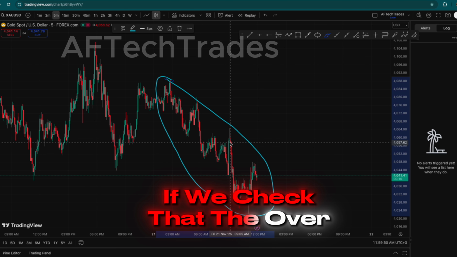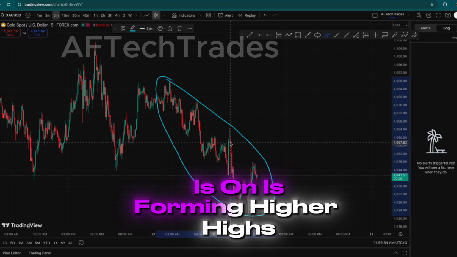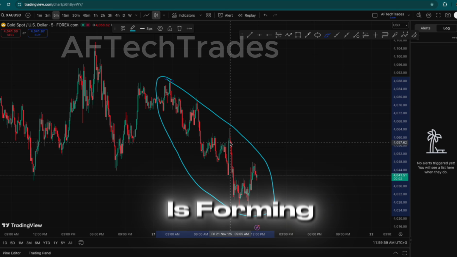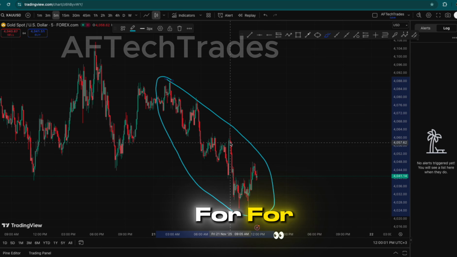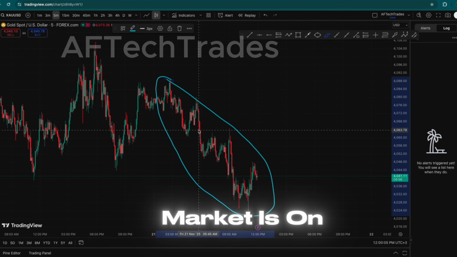If we check that the 5 minute time frame is forming higher highs, we look for buys. If it is forming lower lows, we look for sells only. So now currently we find out that this market is on a downtrend.